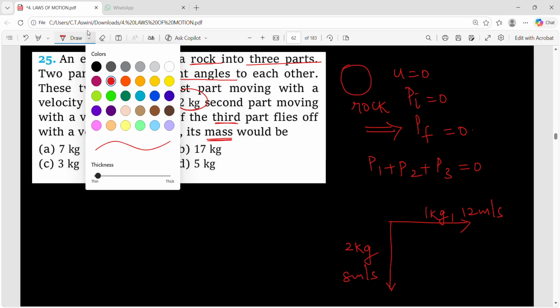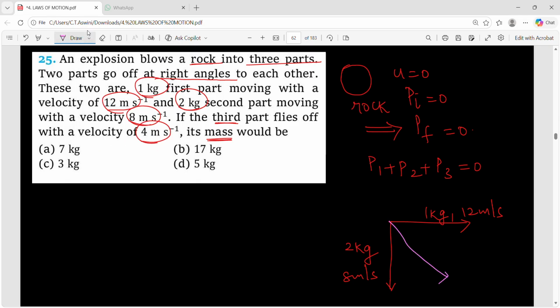What is the resultant of these two? First part and second part. They are at right angles. So this is the resultant momentum, right, of the two parts. So where will be the third part now? Exactly opposite to this resultant. This is the direction of the third part. So third part speed is given 4 meter per second. You have to find its mass.